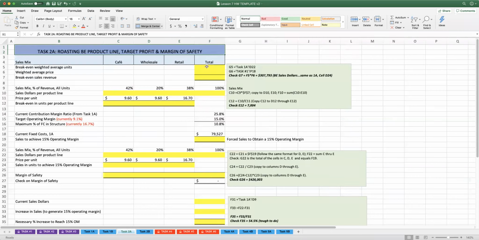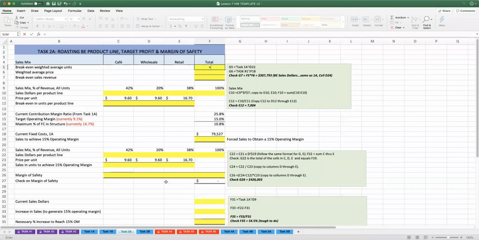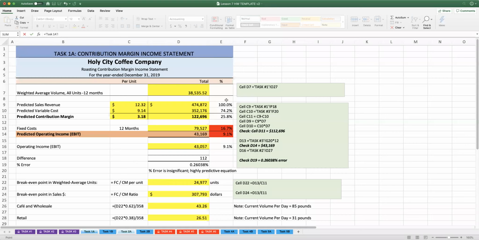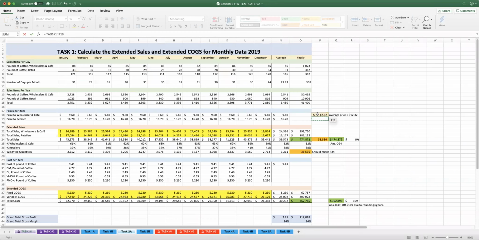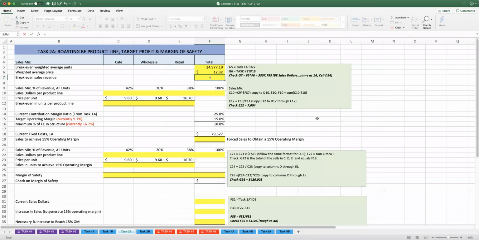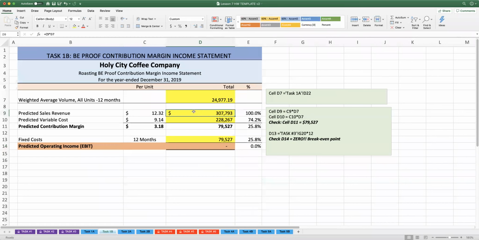Okay, so we're going to get our break even again in units. Let's go back to 1A and get that. And then we're going to get our weighted average price, which is back on the very first tab. So weighted average price. And then let's multiply those. So that break even sales dollars, let me show you where that came from. It's also back here, right there. So it's break even sales dollars.